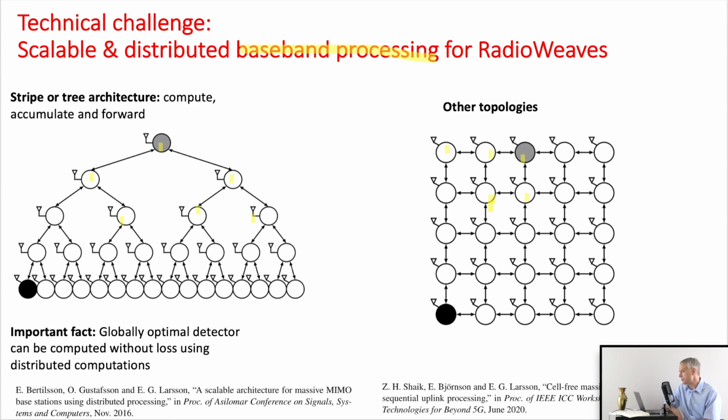One thing that is known is that it is possible, say in the uplink, to implement the globally optimal detector for the uplink data in a distributed fashion with a fronthaul load that is independent of the number of antennas without losing optimality, and that's done in these papers here for those of you who are interested in the details.